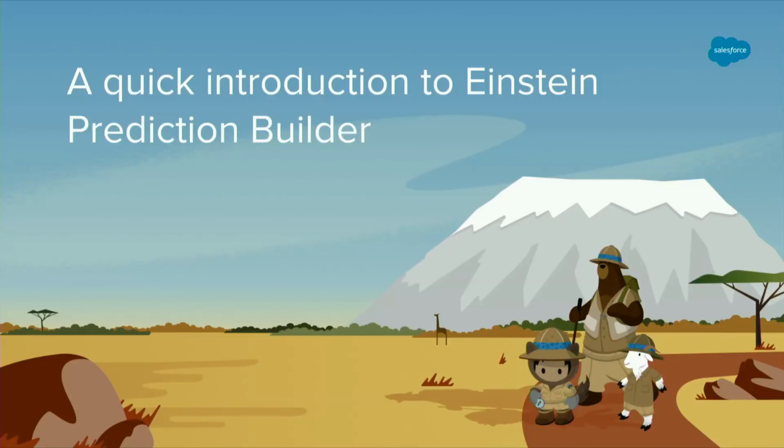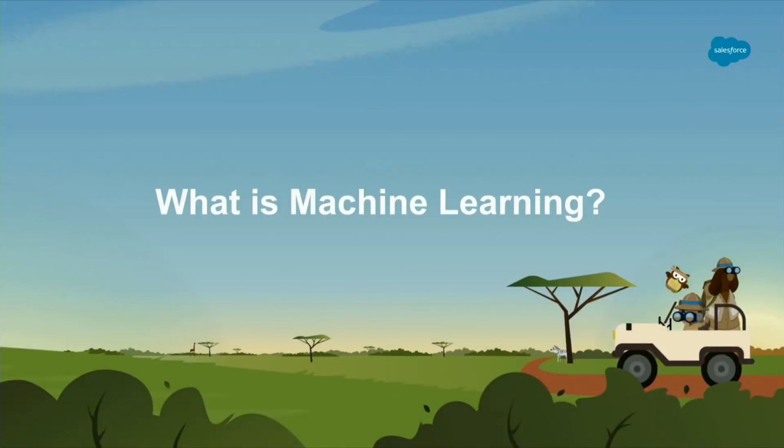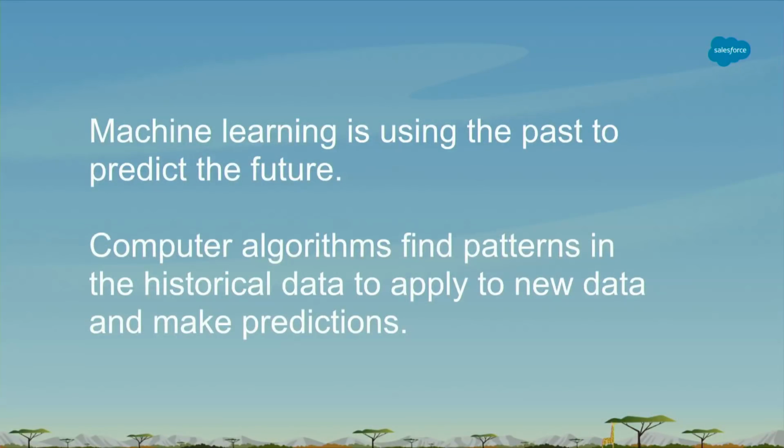Hi, everyone. I'm going to give you the quick introduction to Prediction Builder. Before I start, though, I usually want to ask a question: do people know what machine learning is? Because we make all these discussions about adding predictions, I want to give a baseline. What is actually machine learning? There are different definitions, but the one I like is that machine learning is using the past to predict the future. And what does that mean?